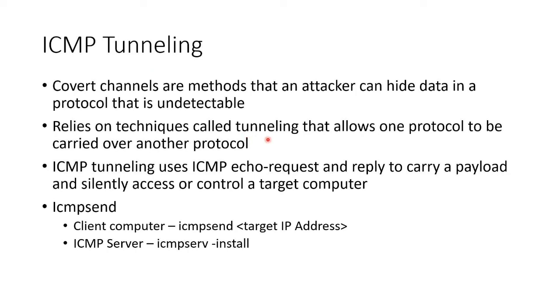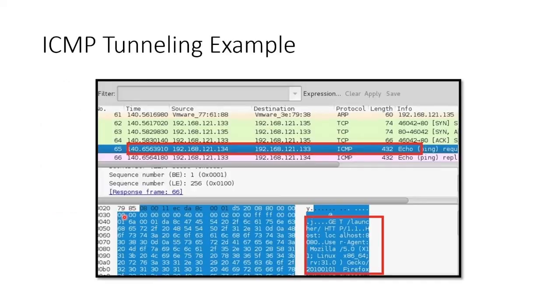Of course, it means that you have to be able to send ICMP in or out or between the attacker and the attacked target. This allows one protocol to be carried over another protocol or just data to be hidden inside of an ICMP packet. It uses ICMP echo request and reply to carry the payload silently within that ICMP ping. So here's but one tool, ICMP send, that we can use. Loki is another one. Here's an example of ICMP tunneling. In Wireshark, we capture an ICMP echo request, and all of this stuff here could be something else, not just the ping.